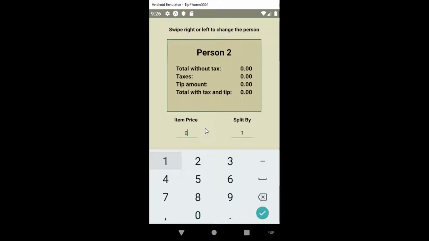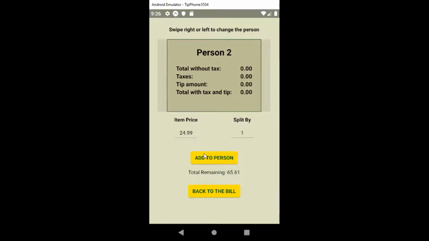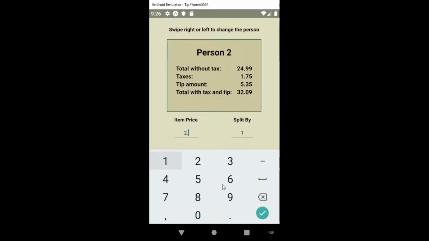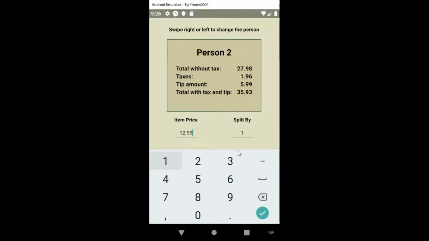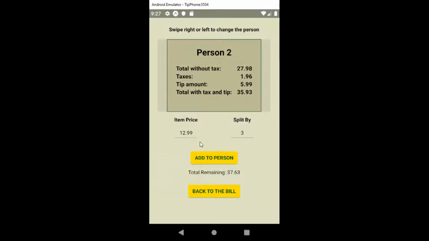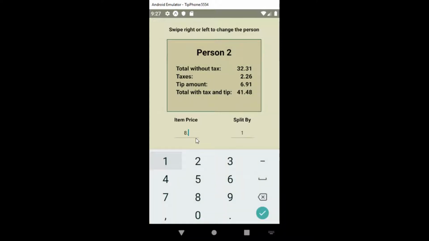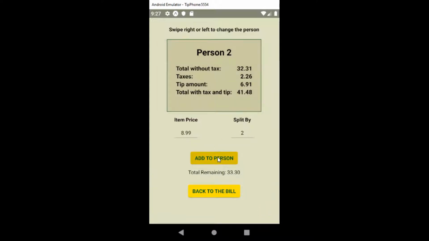They had a $24.99 entree. They had a soda. They had the appetizer split 3 ways. And they also had the dessert, and they split that 2 ways. So now we see that the second person has a $36.80 bill, $2.58 tax, with tip grand total $47.26.